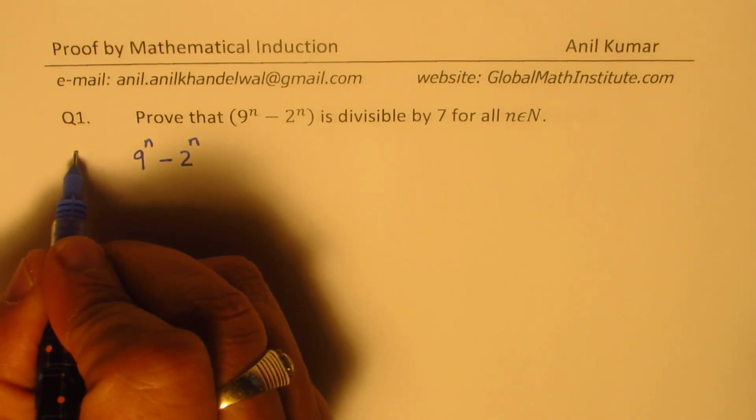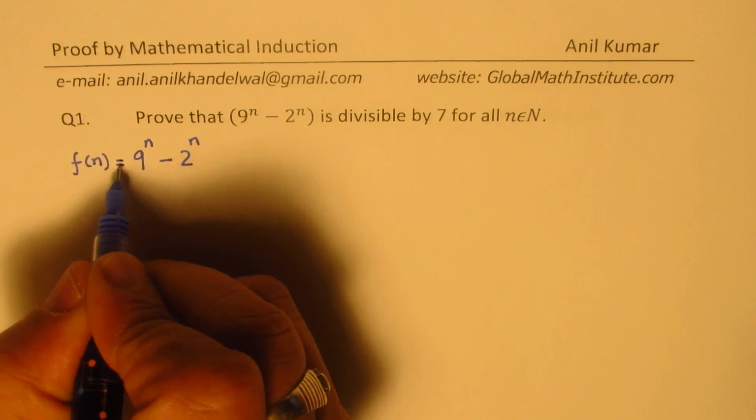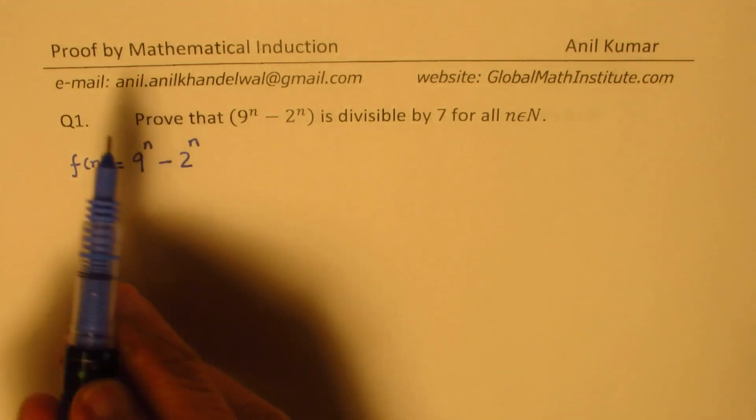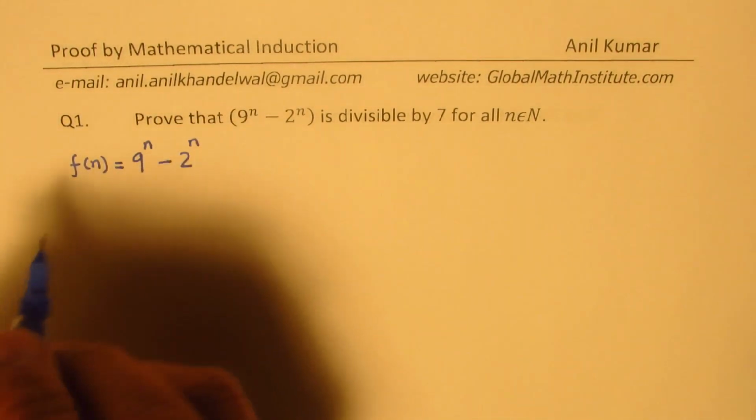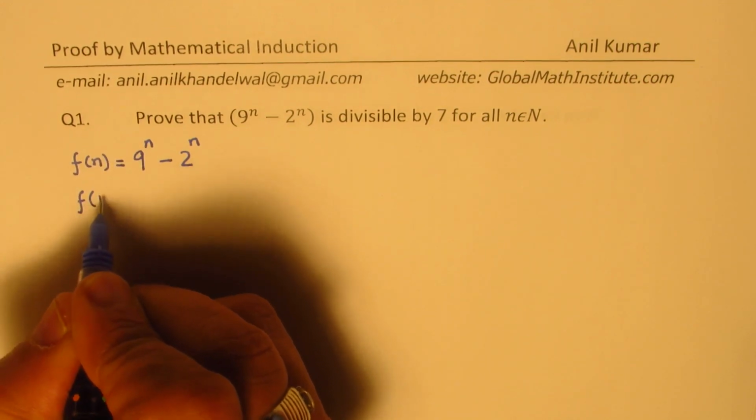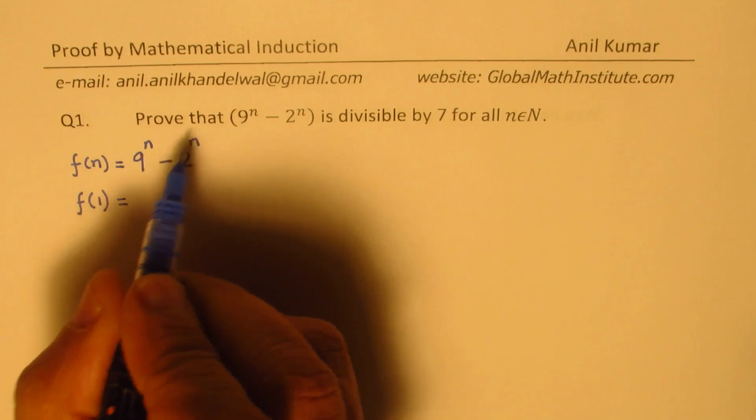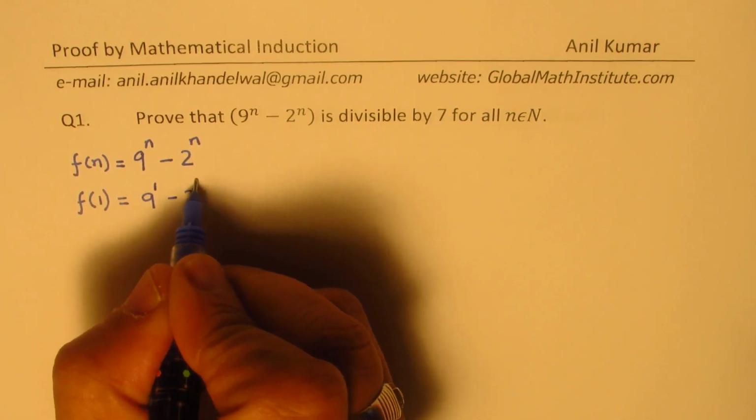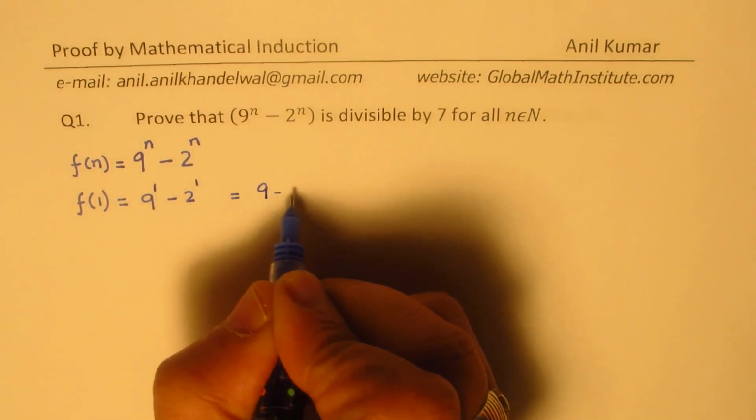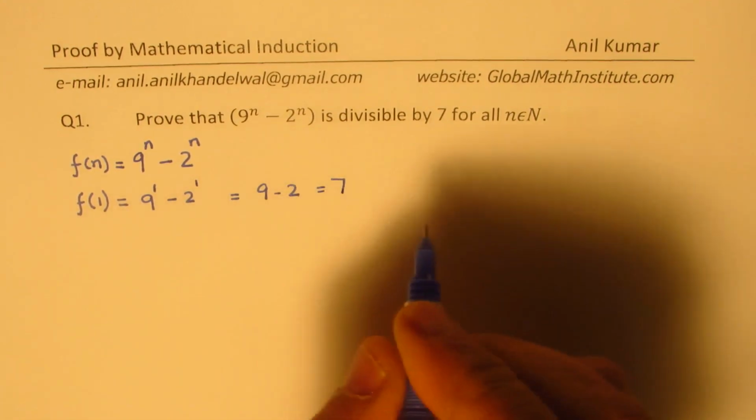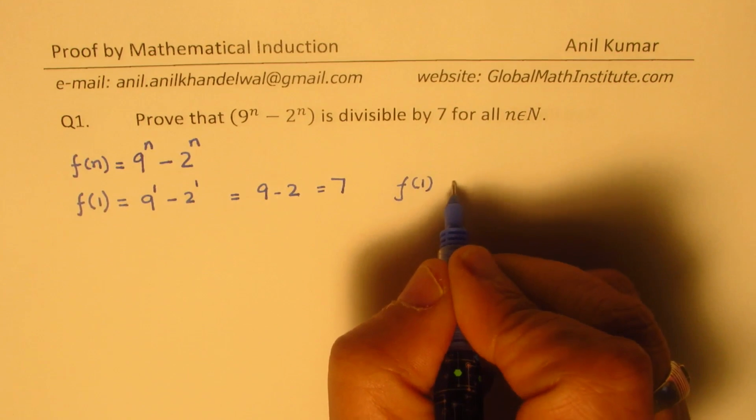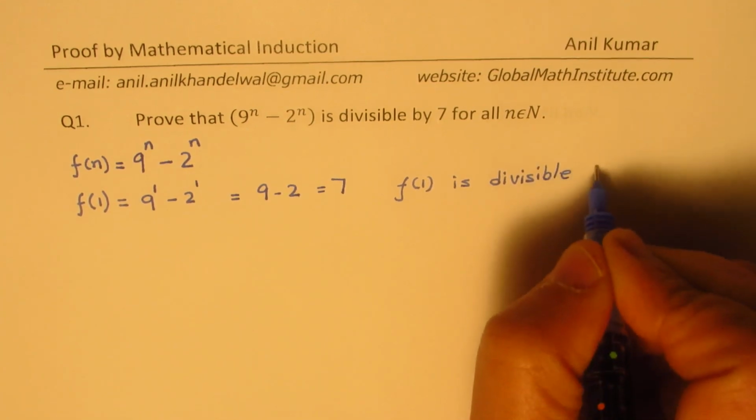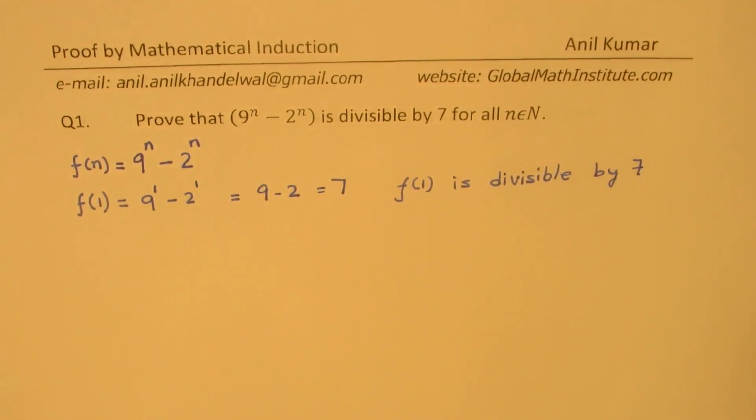Let's call this our function f of n. So let's say f of n is equal to 9 to the power of n minus 2 to the power of n. We'll understand this method of mathematical induction also, in which we first check for the first value. If n equals 1, then is the statement true or not? Substituting 1, we get 9 to the power of 1 minus 2 to the power of 1, which is 9 minus 2, which is 7. And so we say that f of 1 is divisible by 7. Right? So that is the first step.